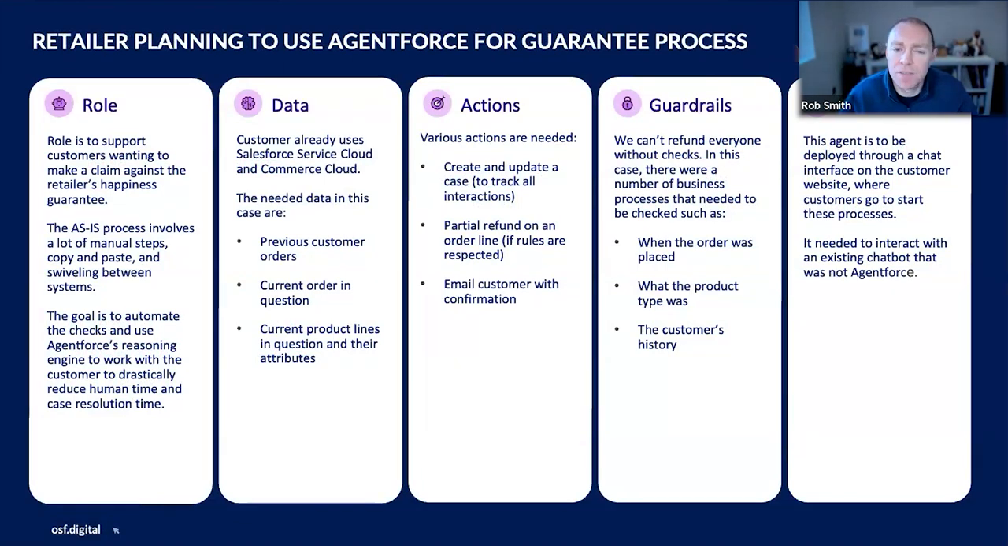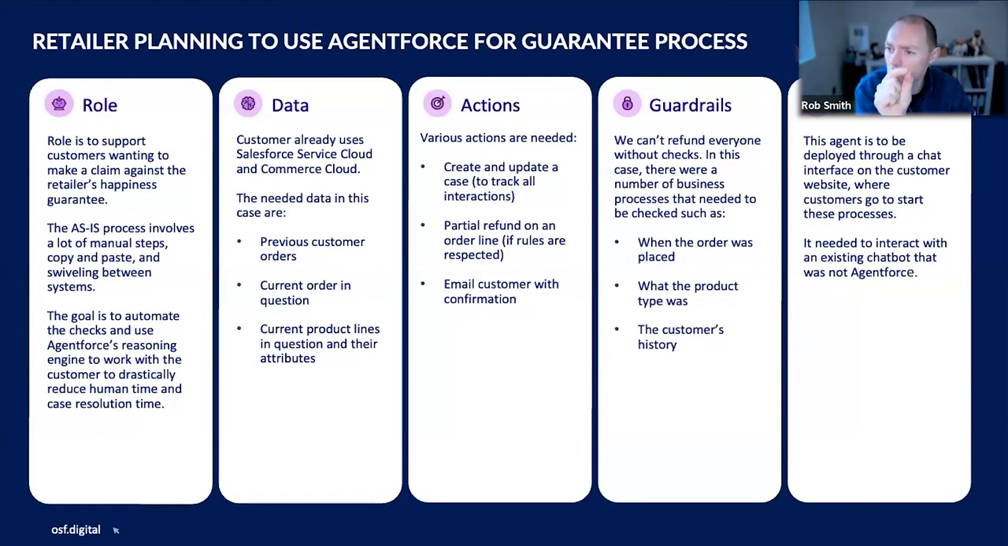So this first one's a retailer that's planning to use Agentforce for a guarantee process. You know the kind of guarantees. If you look towards a mattress company, which this isn't, but if you were to, a 100-day sleep guarantee or whatever, it's this kind of guarantee process. And they really want the agent to do this because there's a set of business rules that needs to be checked around whether it's the right product, whether it's in the right timeline, whether a customer's abusing this already, or there's a load of different business processes behind it that's very easy for an agent to check. And so that's the role.